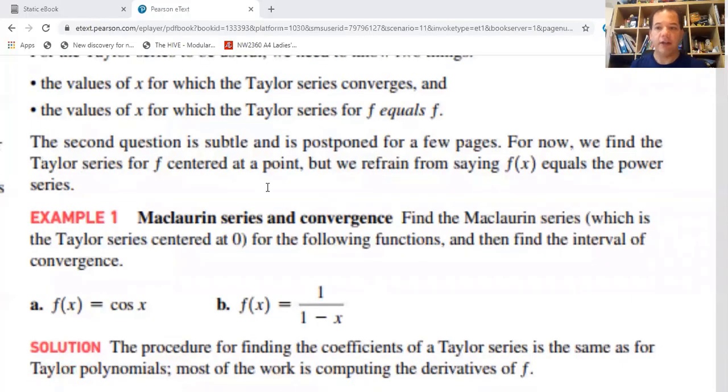Okay, so let's take a look at the first question there. So let me show it again. So the first question here, the first example, right here. Example 1. It says we need to find the Maclaurin series. Remember, that's the one that is center 0. For these functions, part A, cosine x, part B, 1 over 1 minus x. So let's start doing that. Example 1. And we'll start with part A. So we need to write down the function.